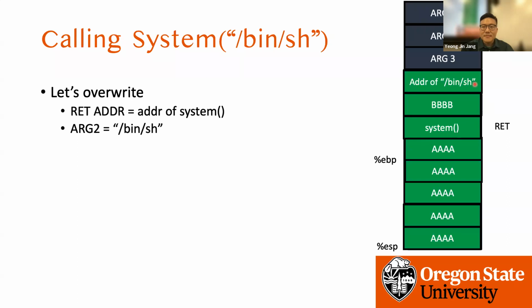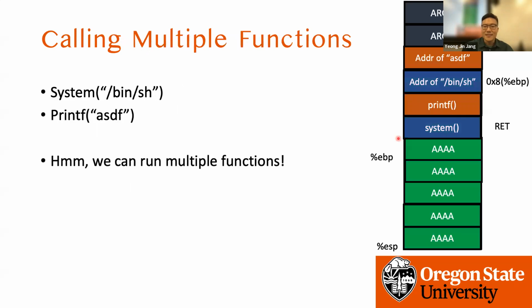And then when running the system, push EBP, and then something like that happens. So system will regard /bin/sh as the first argument. But suppose there's no /bin/sh, then system will return. Then where does system return? This is the system's return address. Then after running this function, it will run printf. So can you see that we can call one function and then the other function with this kind of trick?